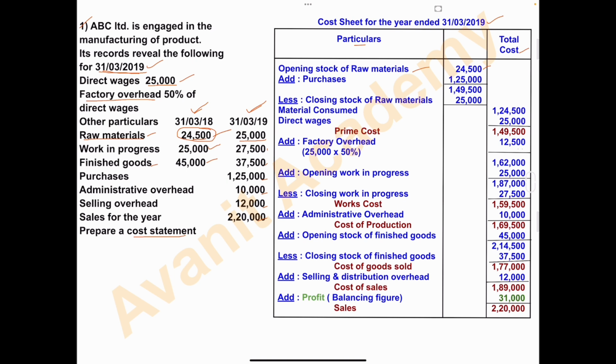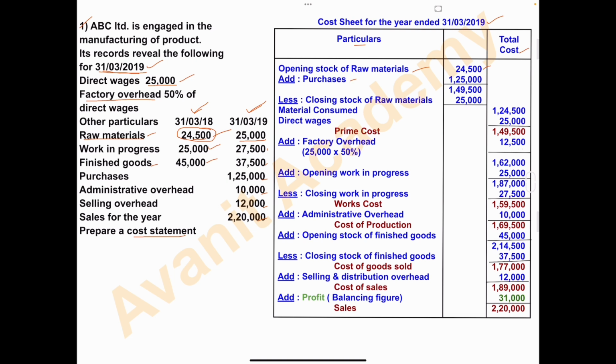To that opening stock of raw material, what we have to do? We have to add purchases, and is there any expenses related to purchase of raw material? That is freight, octroi, carriage inward, etc. All these things we have to add to the opening stock of raw material. But in this problem, we have got only purchases, no other expenses related to purchase of raw material. So after taking opening stock of raw material, add purchases.